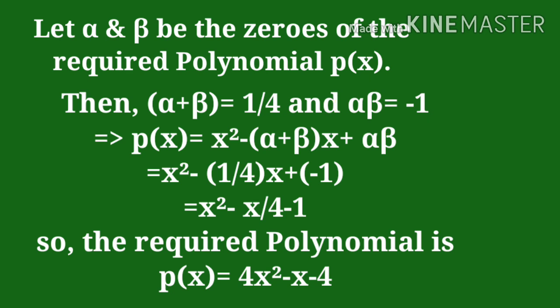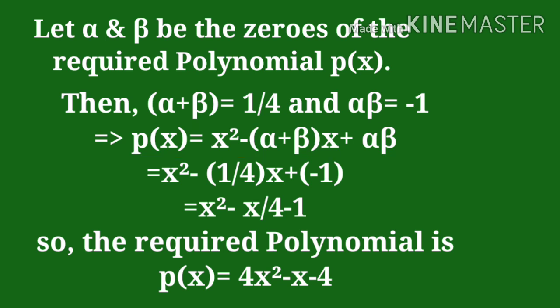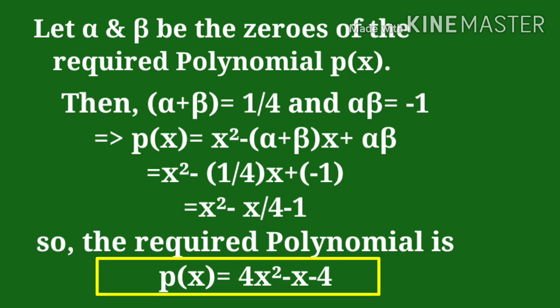Dear students, we know that the required polynomial should be in the form of x square minus (alpha plus beta) into x plus alpha beta. So we can write x square minus 1 by 4 at the place of alpha plus beta into x plus minus 1 at the place of alpha beta. And we get the polynomial as x square minus x divided by 4 minus 1. And finally, the required polynomial can be framed as 4x square minus x minus 4.